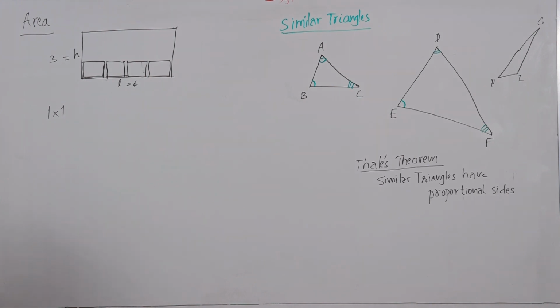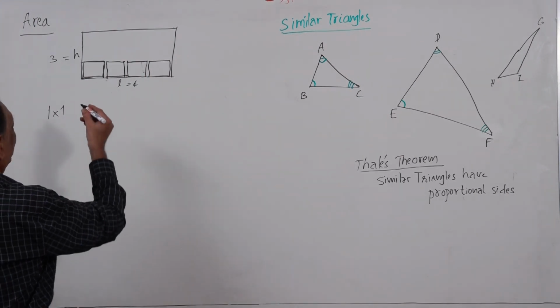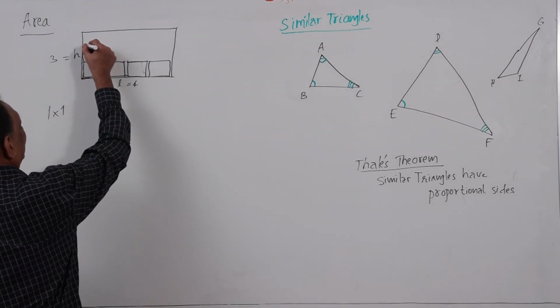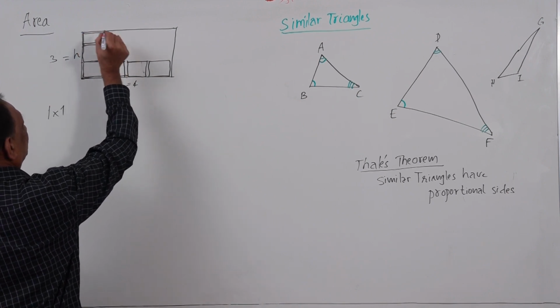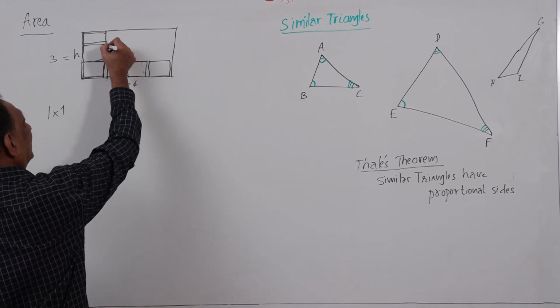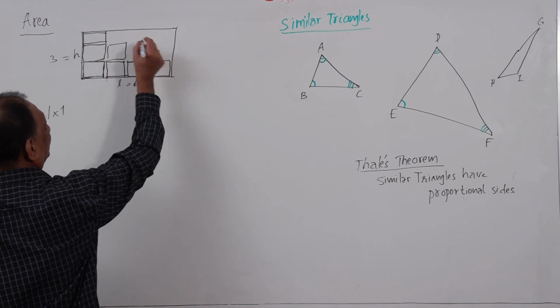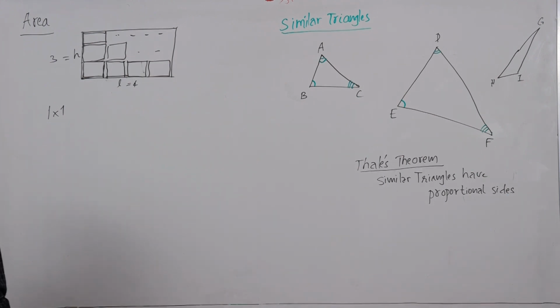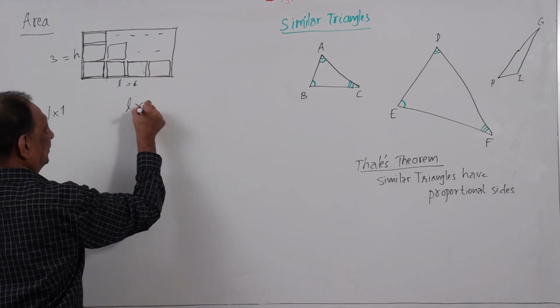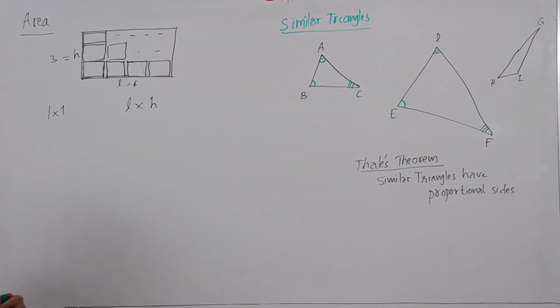Correct? No? I can fit 4 bricks. Same way, because the height is 3, I can fit 3 bricks on the height, which is 1 by 1. But I got other places where I can fit the bricks. So, correct? No? So how many 1 by 1 bricks that I have fitted into this rectangle will be exactly equal to L multiplied by H.